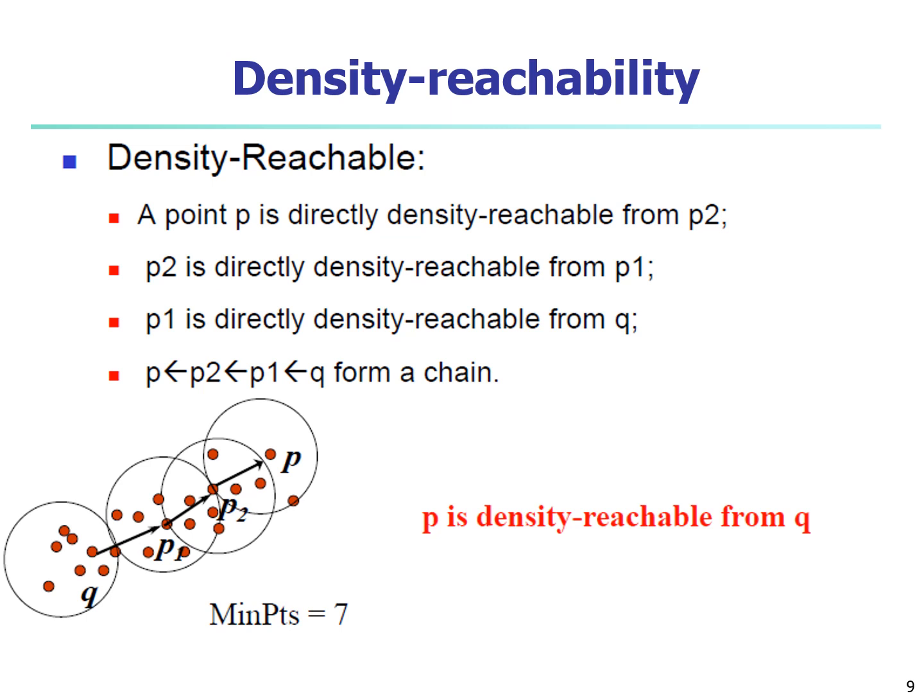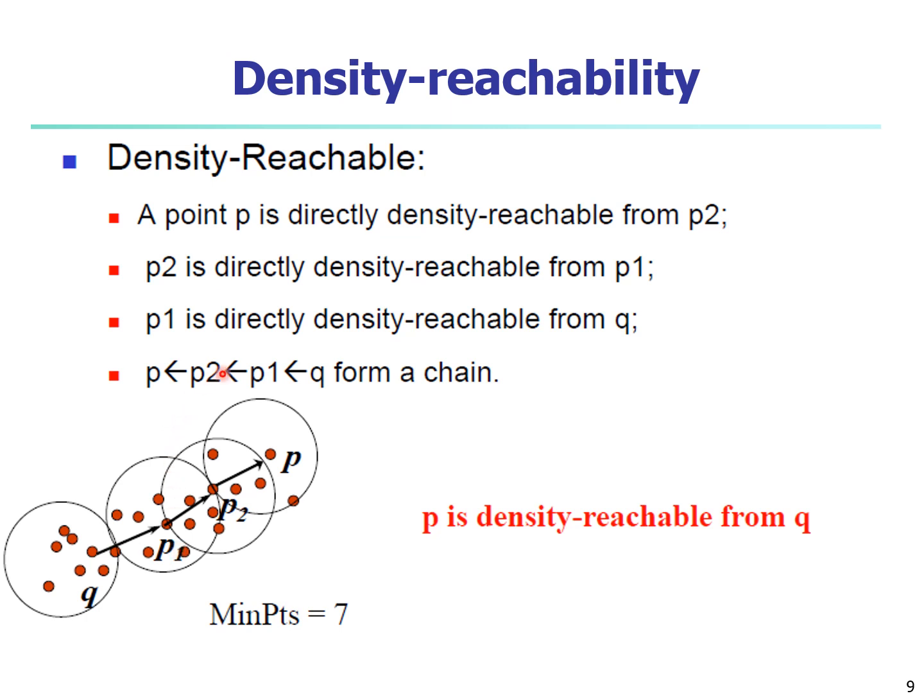Now, density reachable. A point P is directly density reachable from P2. So this is P, and we say that P is directly reachable from P2 because it satisfies the condition. They identify the minimum points to be 7, and these are the neighborhoods based on epsilon. So if P is reachable from P2, also P2 is directly reachable from P1, and P1 is directly reachable from Q.